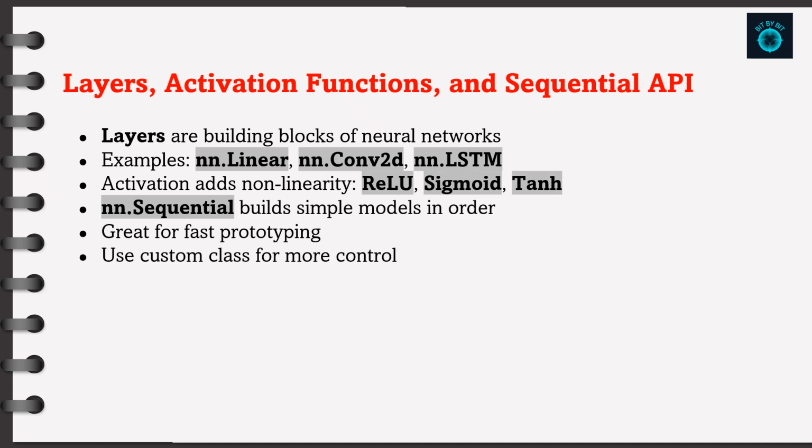For simple model architectures, we can use nn.Sequential. This API allows us to stack layers and activations in the order they should be executed. Sequential models are great for quick experiments and fast prototyping. But for more complex logic, we use a custom class that inherits from nn.Module.